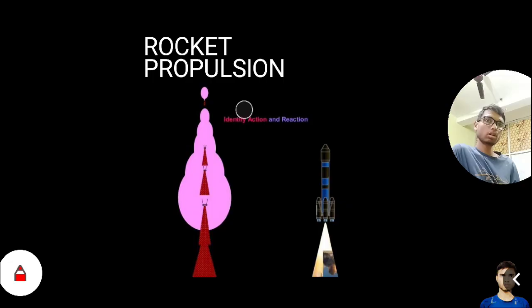Next we have rocket propulsion. Same here, this is action and this is a reaction.